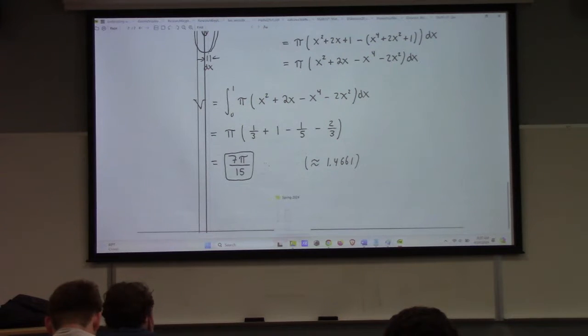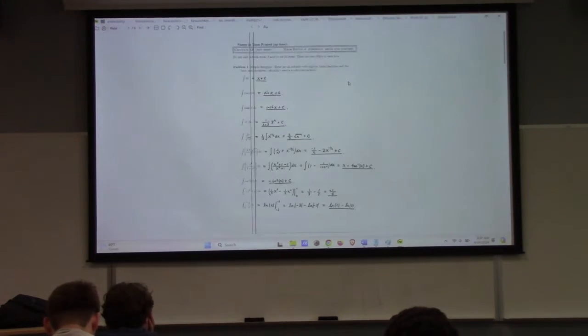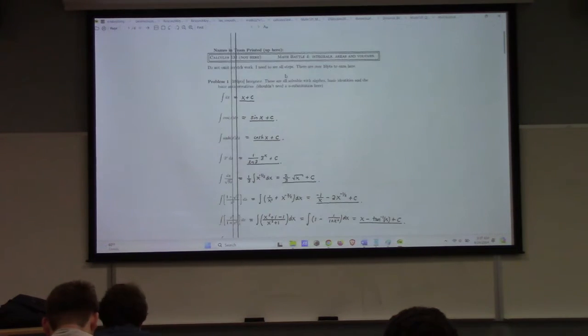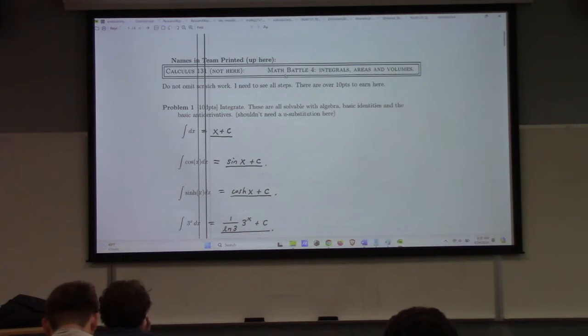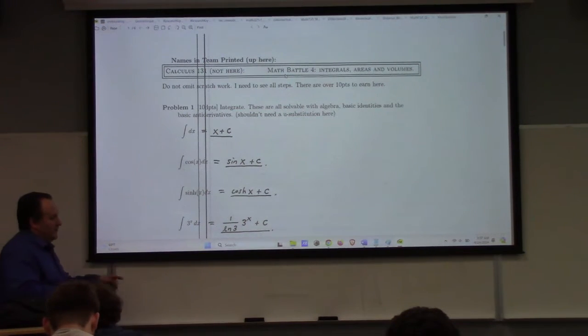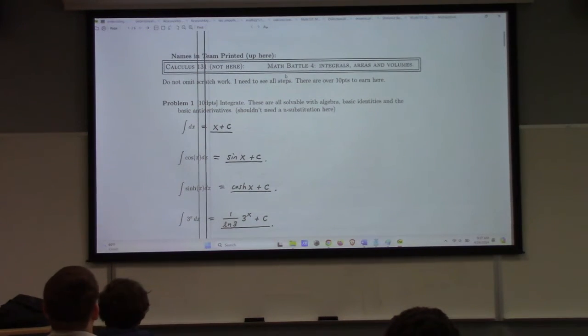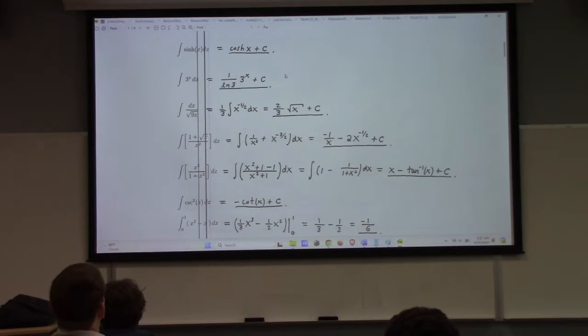Math battle. Let's look at the math battle. And I will post the solution to math battle 4 in Canvas, hopefully right after class. Again, my apologies for the stupid line in the scan. It just does this. Integral dx, x plus a constant. Integral of cosine, sine x plus a constant. Integral of sine, minus cos x plus a constant. Integral of 3 to the x dx, 1 over log 3 times 3 to the x plus a constant. These you should all have memorized.